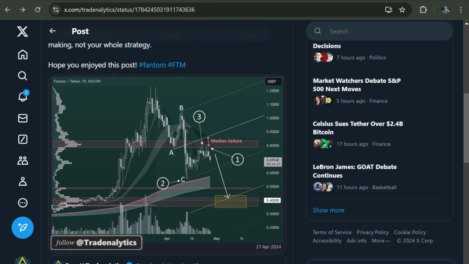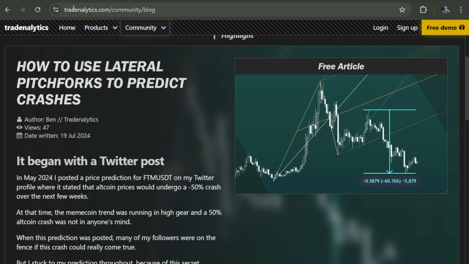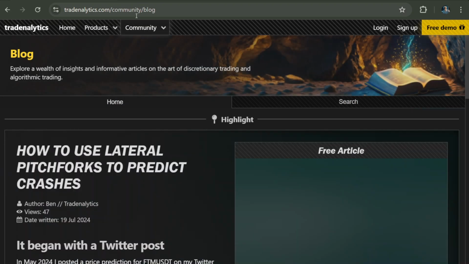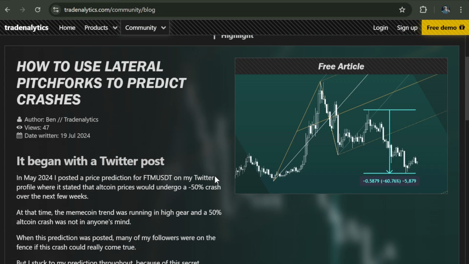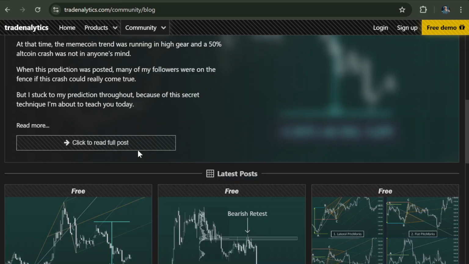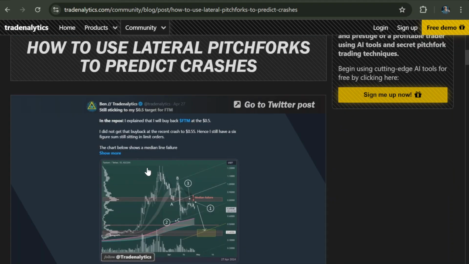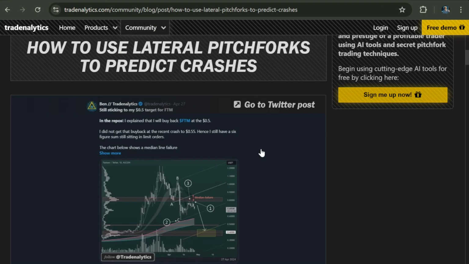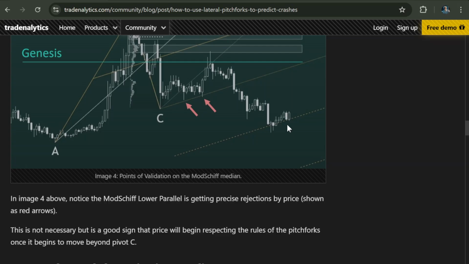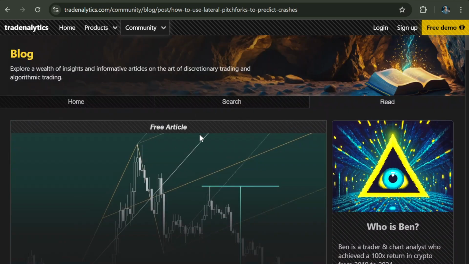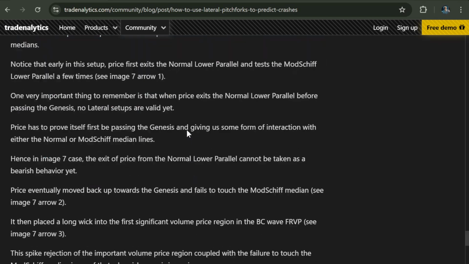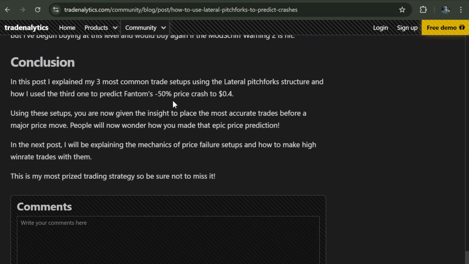I wrote an article on my website, so you can check it out. Tradenalytics/community/blog, or you can go to /blog and it will redirect you there. You can see the article that I wrote. It is here: how to use lateral pitchforks to predict crashes. In here I also showed a link to the Twitter post. You can just click it and it will take you to the link. I wrote an entire article on this. It's completely free, so you can read it. It's quite a long article with a lot of good knowledge here.